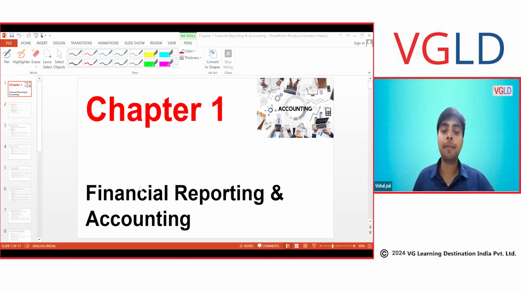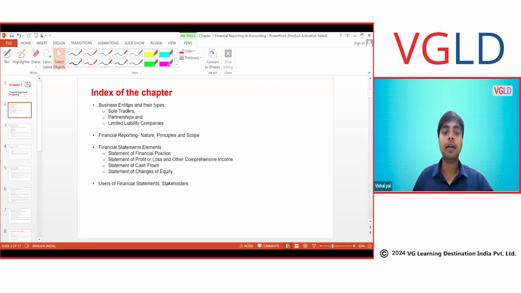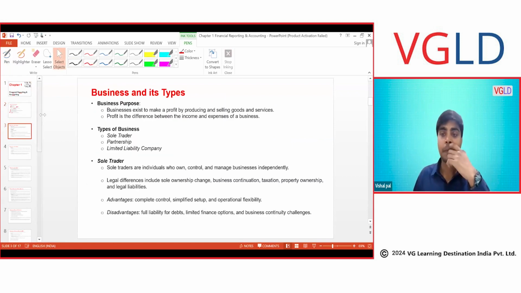Chapter 1, Financial Reporting and Accounting. So this is an introduction chapter. This will basically tell you about what business entities are, what is a sole trader, partnership, LLP, limited liability company, LLC. What is financial reporting? Why do we prepare financial reporting? What are the elements and who are the users? Okay. So let's start with the business.